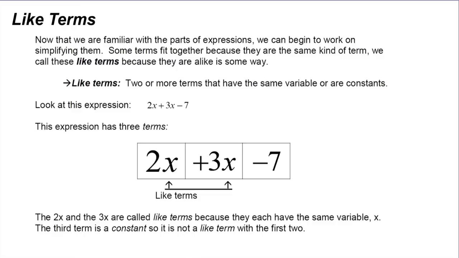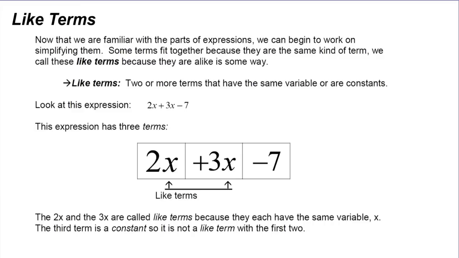They're all the same type of term. And all terms that have the same variable are like terms. They belong together. Okay, so they're all part of a group, and we want to collect those and put those together. So we need to identify the terms that are alike in either their variable or if they're constants.